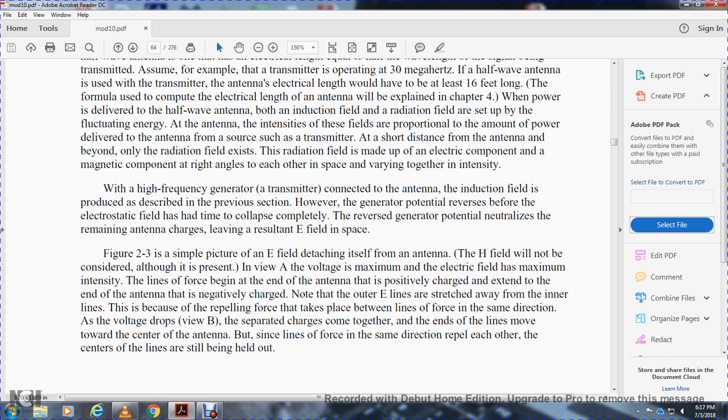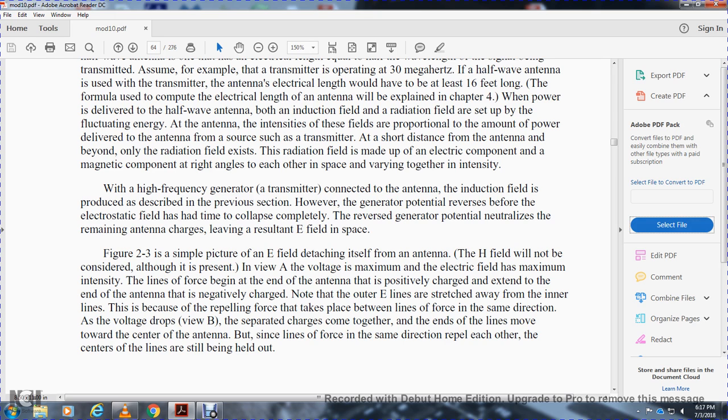At A, with the voltage maximum, the electric field has maximum intensity. The lines of force: the end of the antenna is positively charged, and the other end of the antenna is negatively charged. Note that the electric lines are stretched away from the inner lines. This is because of the repelling force that takes place between the lines of force acting in the same direction. At B, the voltage drops.